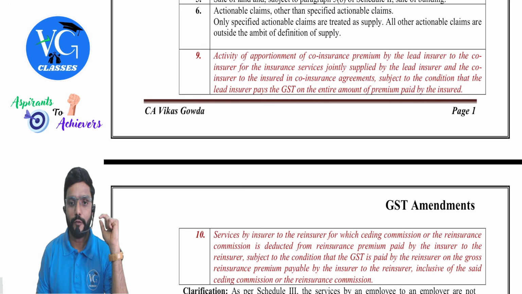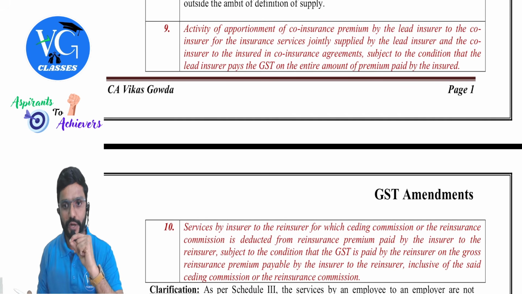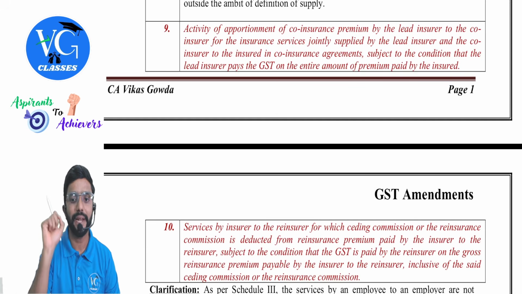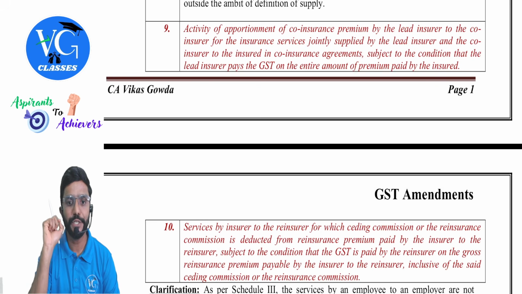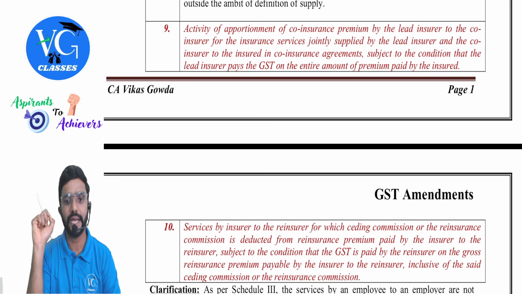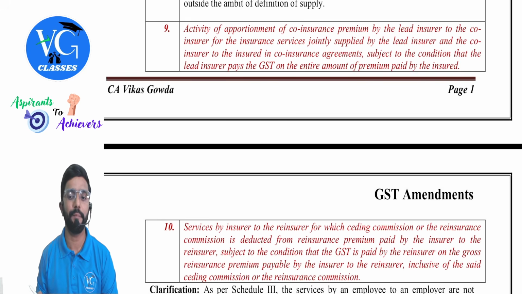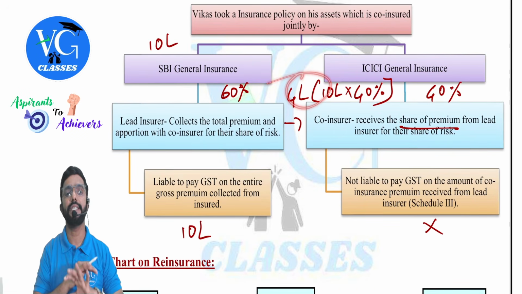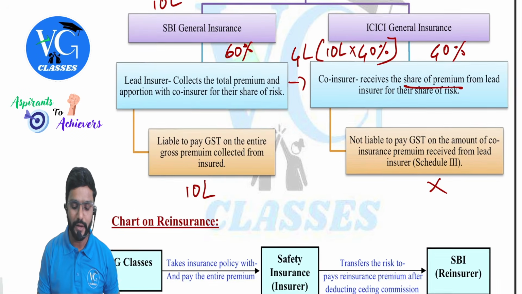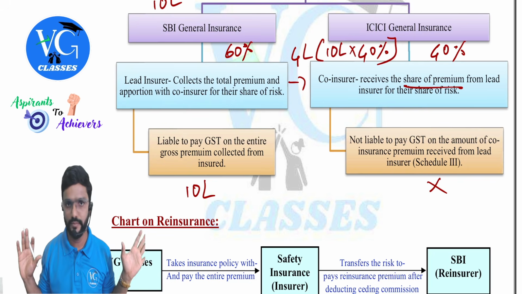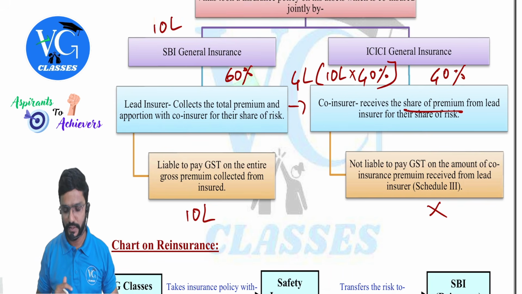Activity of apportionment of co-insurance premium by the lead insurer to the co-insurer for the insurance services jointly supplied by the lead insurer and the co-insurer to the insured in a co-insurance agreement, subject to the condition that the lead insurer pays the GST on the entire amount of premium paid by the insured. So on this 4 lakh, GST is not applicable, provided on the entire 10 lakh the lead insurer has paid the GST. That's all. Got it? Yes, sir.